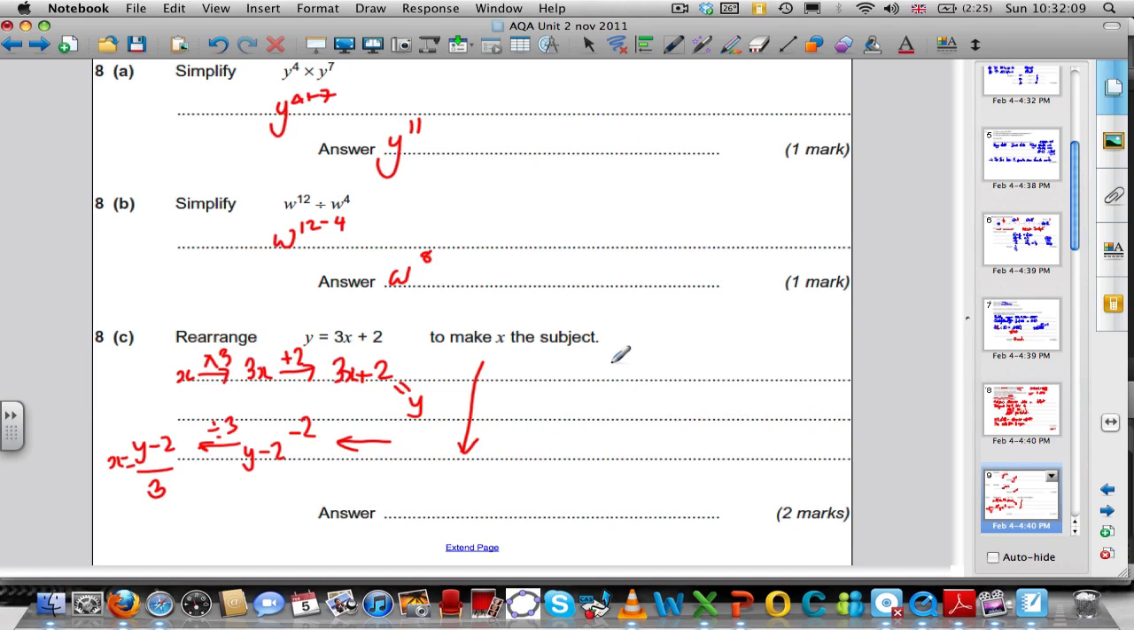A slightly neater way, I prefer: y equals 3x plus 2. Subtract 2 off both sides to get y minus 2 is equal to 3x, and then divide both sides by 3, and you get x is equal to y minus 2 over 3. x equals y minus 2 over 3 is your answer.